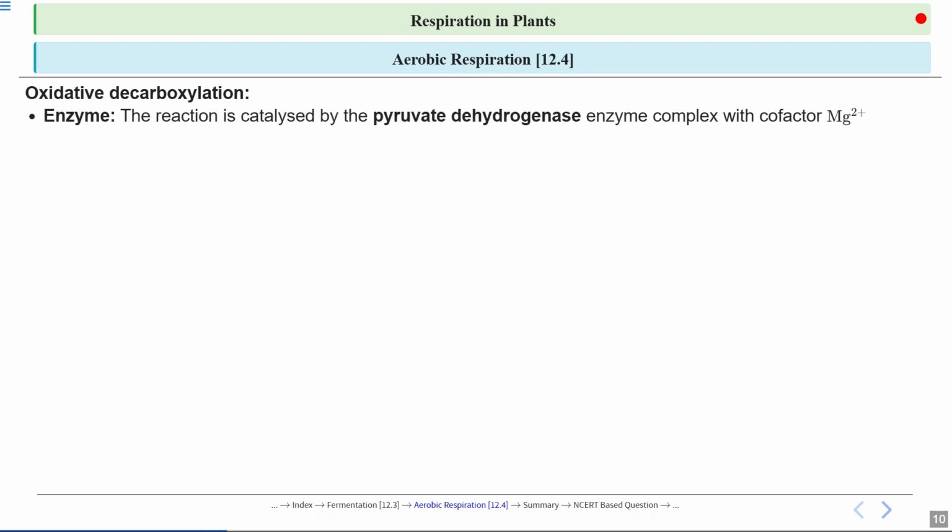Now let's look at some more details. The reaction is catalyzed by the pyruvate dehydrogenase enzyme complex with a cofactor that is required here, and that is Mg2+.